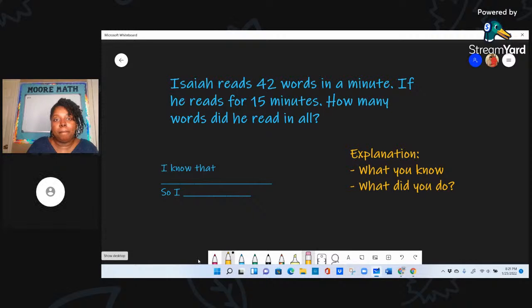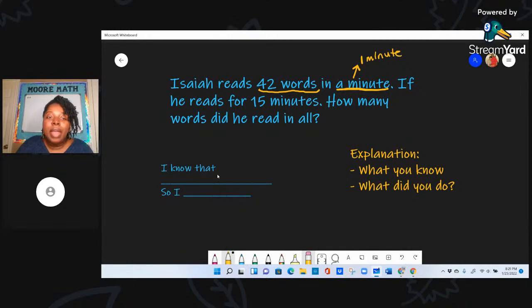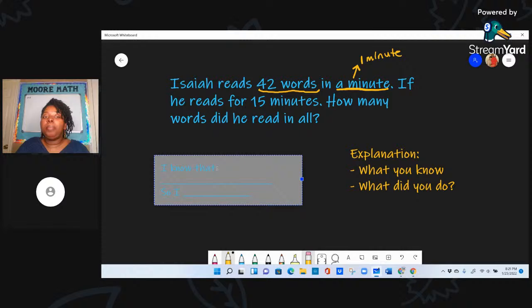Isaiah reads 42 words in a minute. Okay, 42 words in how many minutes? 1. Okay, so each minute he reads 42 words. So that's what you would say. I know that. Just repeat.